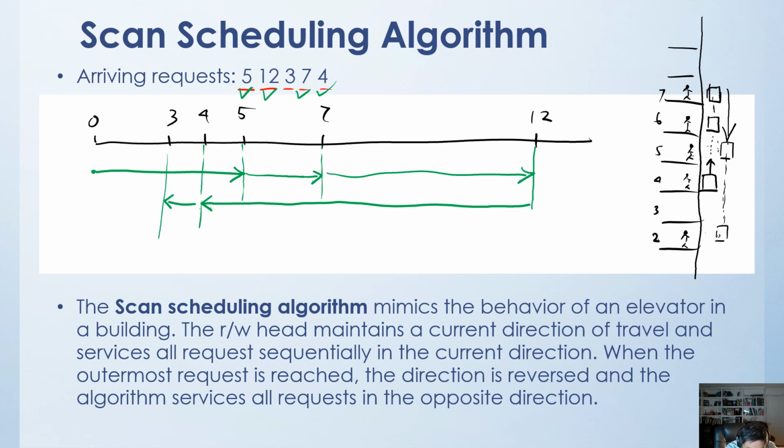That's the end. Okay, so now let's see what the travel distances are. From 0 to 5, that's 5 tracks. From 5 to 7, that's 2 tracks. From 7 to 12, that's 5 tracks. Then from 12 all the way back to 4, that's 8 tracks. And then that's 1 track.